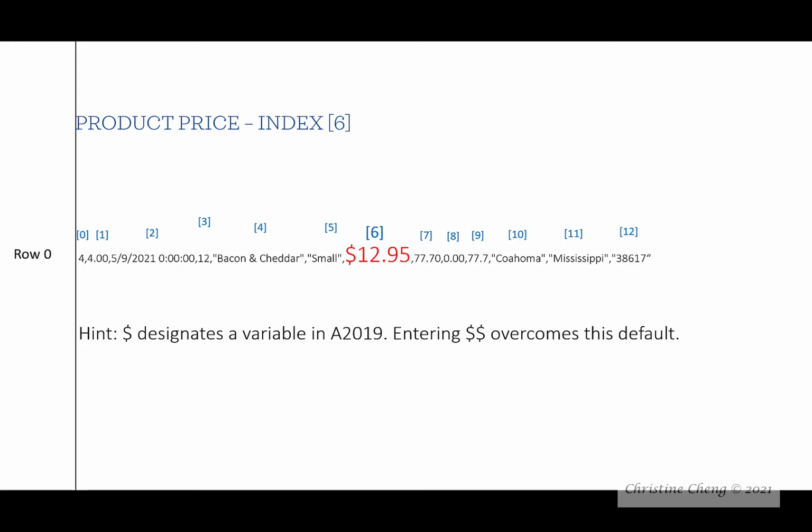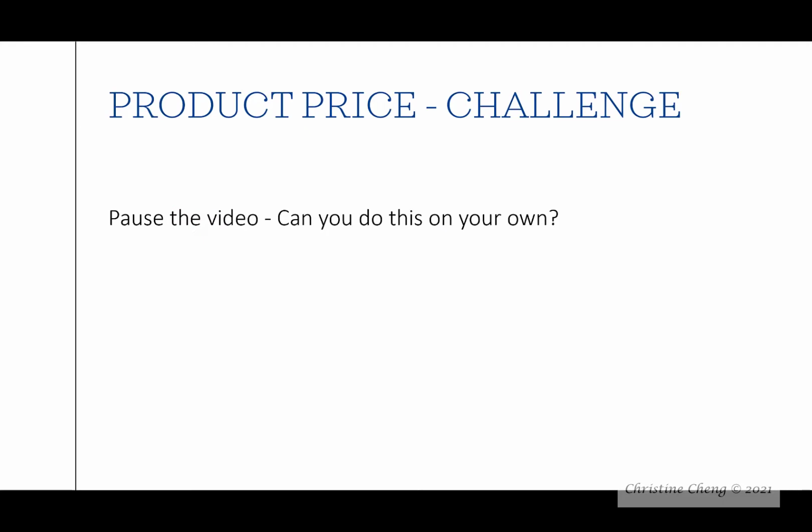We learned that the $ sign in A2019 is used to designate a variable to the computer program, where the variable is something that can change for each iteration of our loop. Thus, the bot has a preset understanding of the dollar character. To overcome this preset understanding, you will need to use two $ signs if you want to refer to a dollar in your raw data. With your knowledge and these hints, I encourage you to pause the video and see if you can complete this challenge on your own. Good luck!